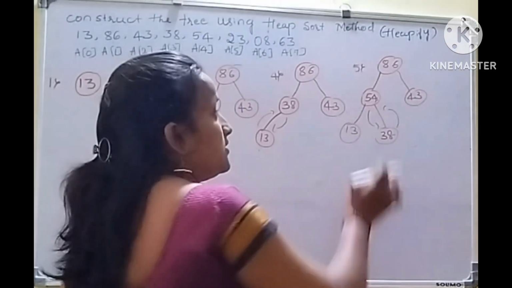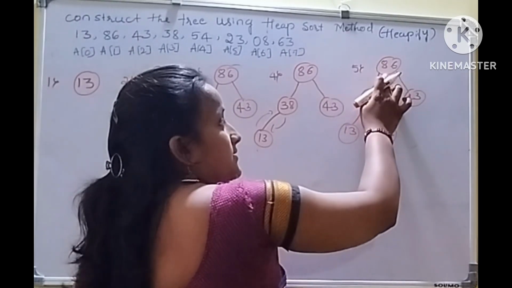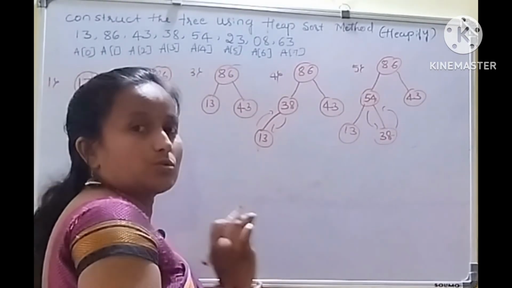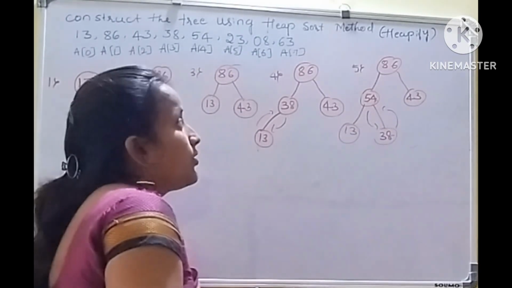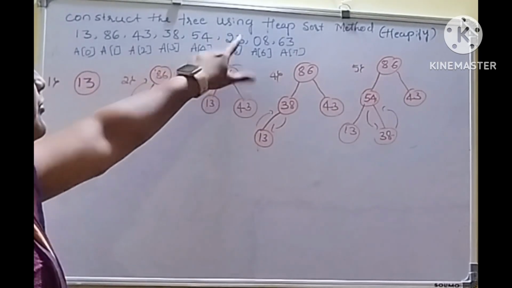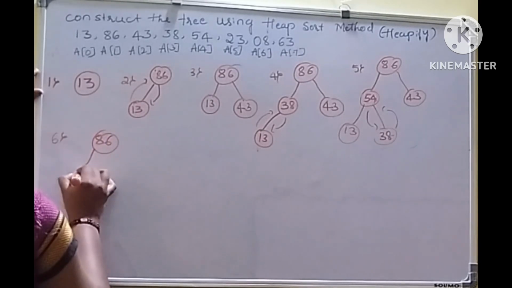Now check these also, 54 and 43 and 86. 86 is greater than these two numbers, the rule is accepted, so no need to change, leave it as it is. Next, in the sixth step, what is the next value? 23. Insert it. Remaining values will be written as they are.